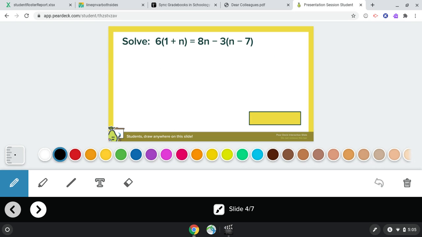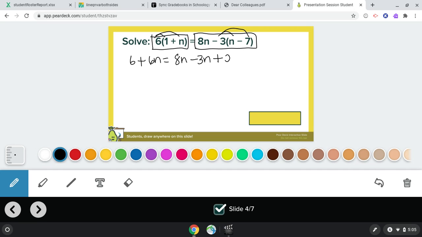This next one, again, I'm going to take a look here, and I will distribute, and I will take a look here, and it turns out I can distribute here. On the left side, I'll get 6 plus 6n. And then on the right-hand side, I'll bring down that 8n, and I'm distributing -3, not +3, but -3. So I will get -3n and positive 21. That's where several of you may have made a mistake.